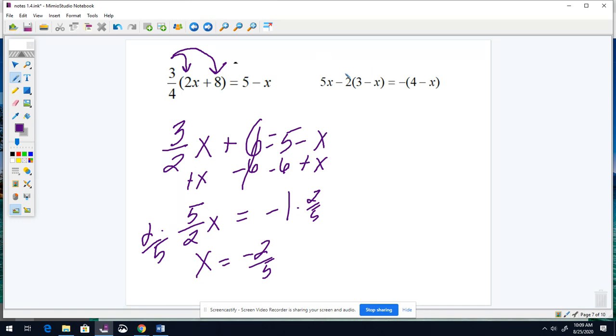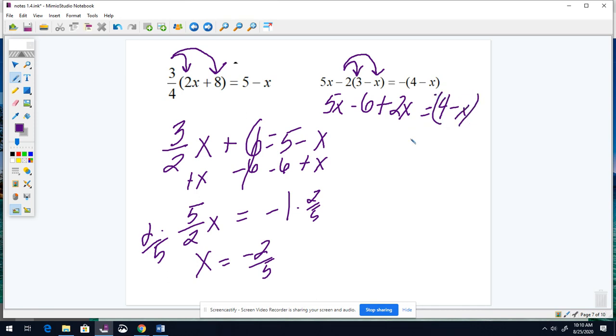For this one over here, we do need to distribute. The most common mistake that students make is they try to subtract first. You have to follow your order of operations. So this -2 has to be multiplied by what's inside first. So we have 5x minus 6, because that's what -2 times 3 is, minus 2x, or minus 2 times -x is going to be a positive 2x. So first we distributed.